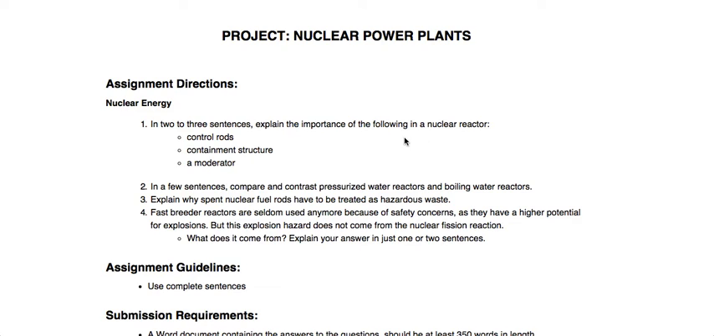And again, you can find that information on breeder reactors right in the lesson, right towards the end of the lesson after it talks about the types of nuclear reactors. It's on pages 6 and 7 of the lesson. So that's the project. It doesn't really require any major extensive outside research.